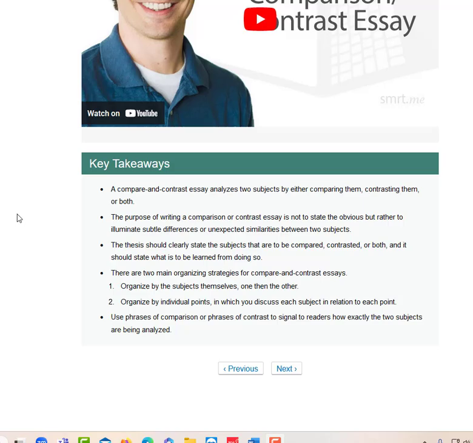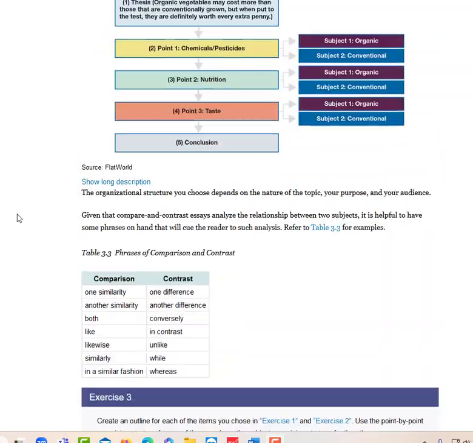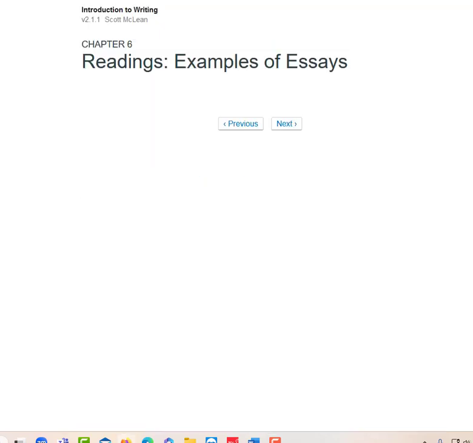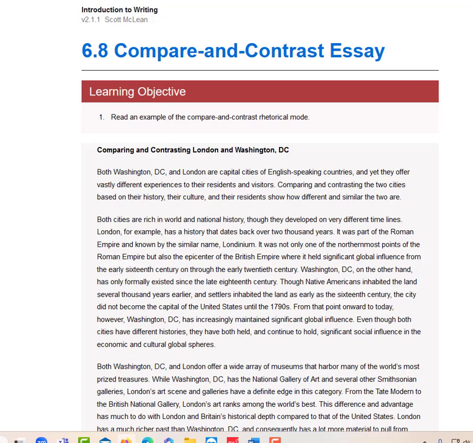So this is the video. I'm going to stop right here, and this is the video that talks about compare and contrast. And then the next one is chapter 6, which most likely will also give you an example of a comparison contrast essay. And so I am going to go over here. So here is an example of a comparison contrast essay.